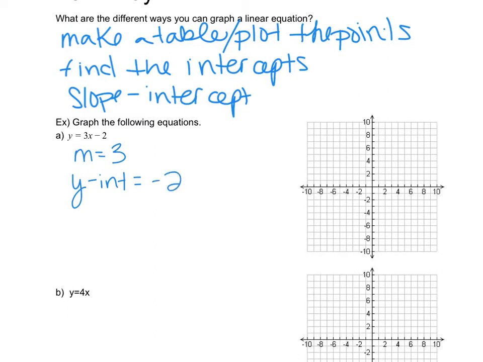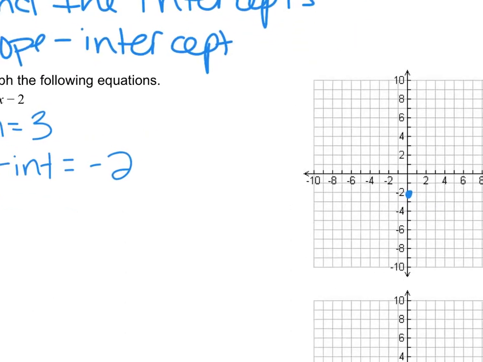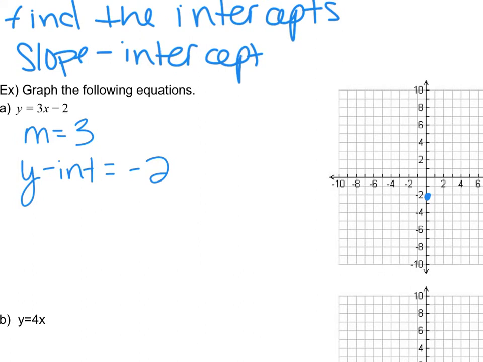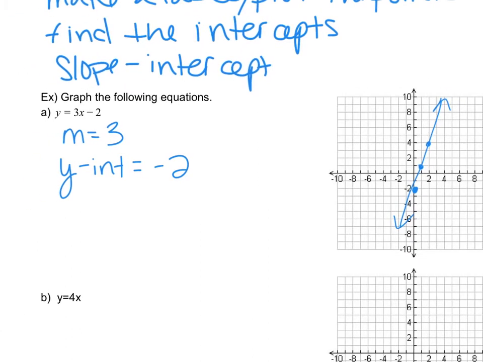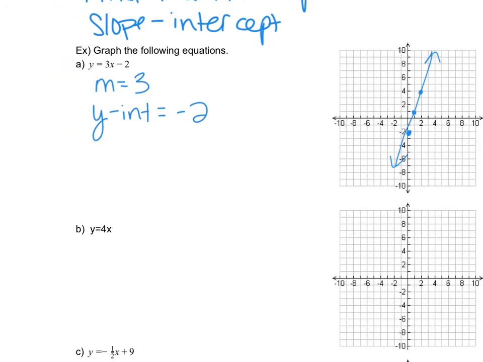All right, so let's go ahead and graph it. You put a point at the y-intercept, which is negative 2, and the slope is 3. So that means up 3 over 1. Up 3 over 1, draw your line. Oops, let me try that again. All right, and there is your graph.